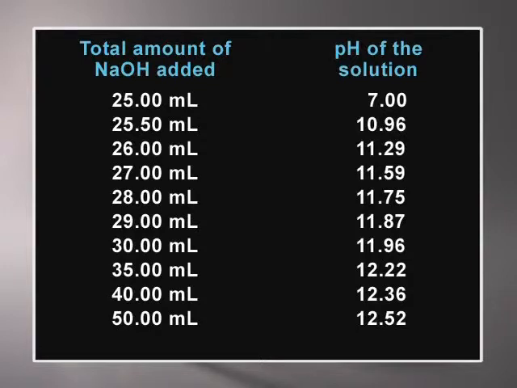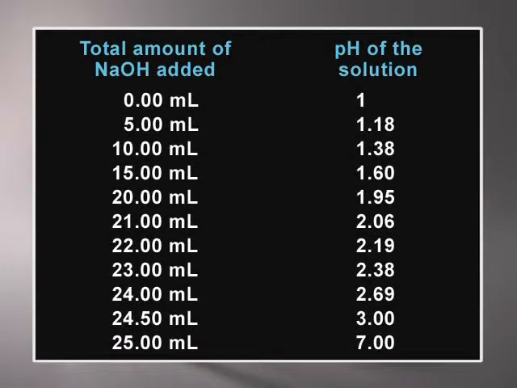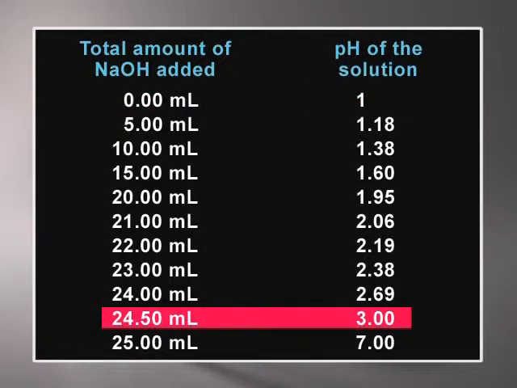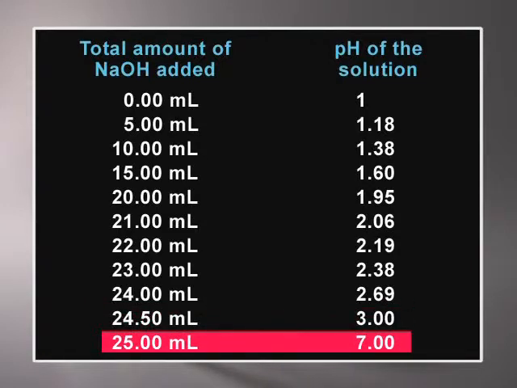So what we notice is that at the beginning of a titration, in fact, well into the titration, the addition of base only raises the pH of the solution by a moderate amount. In our example, the addition of the first 24.5 milliliters of base only changed the pH of the solution from 1 to 3. But when we added only 1/2 of 1 milliliter more of base, the pH changed from 3 all the way up to 7.